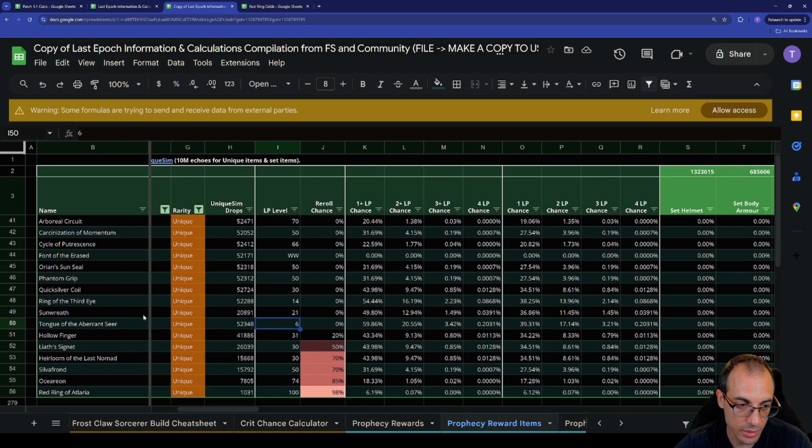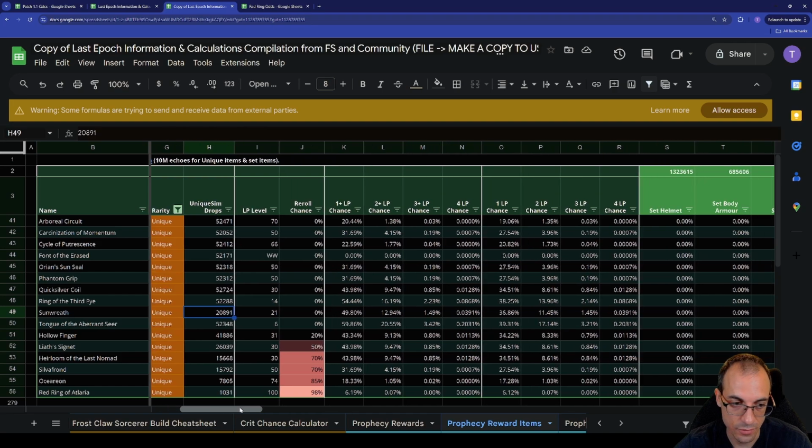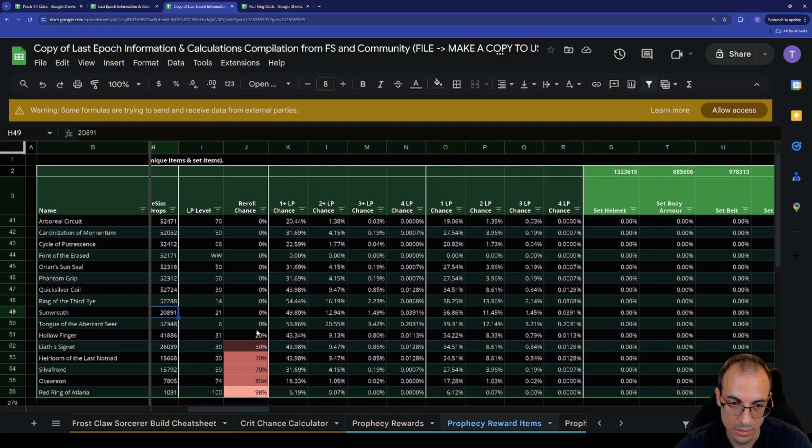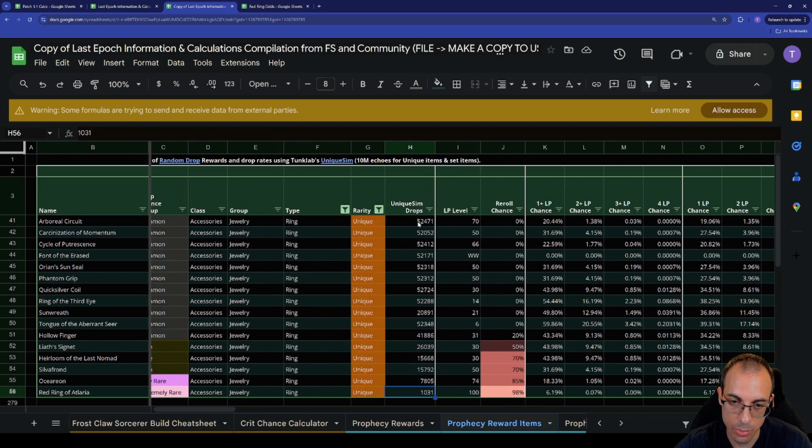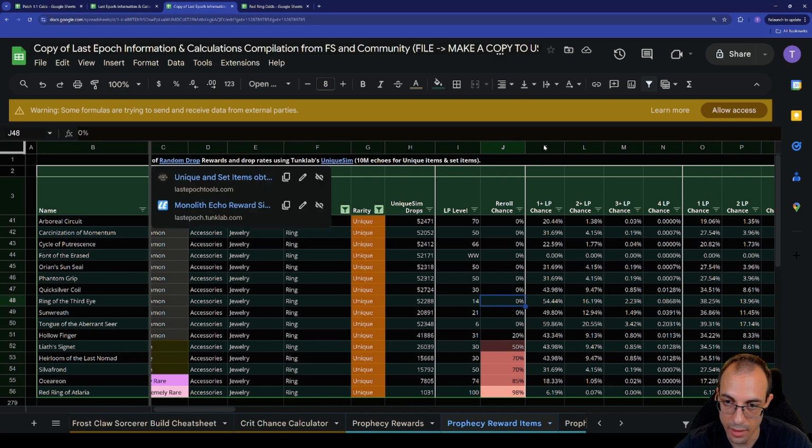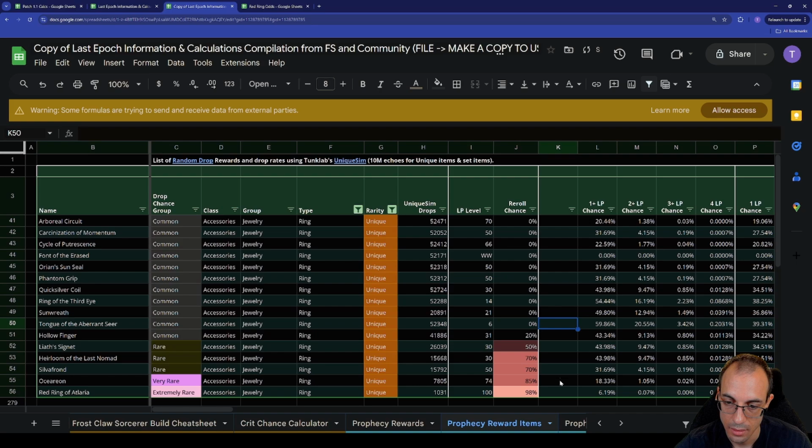Not only that, but there's something wrong with the data. If you look at Sunwreath, for some reason, it only has 21,000 unique sim drops. That really doesn't make sense, given that the reroll chance for Sunwreath is 0%, as you can see right here. It should be roughly 52,000 drops of Sunwreath. So there's some sort of a typo here. There's an error. And that's just a byproduct of doing things based on simulations. So let's actually calculate the exact drop chance of Red Ring. All we need to do to get that is add an extra column, and let's call it drop weight.